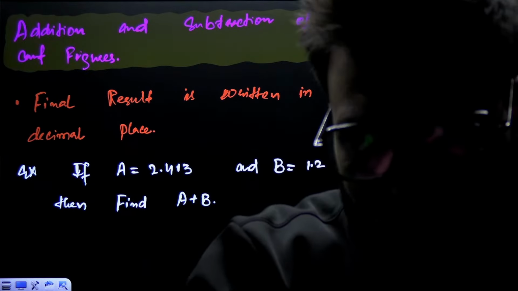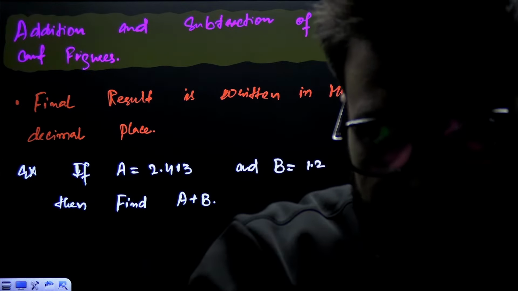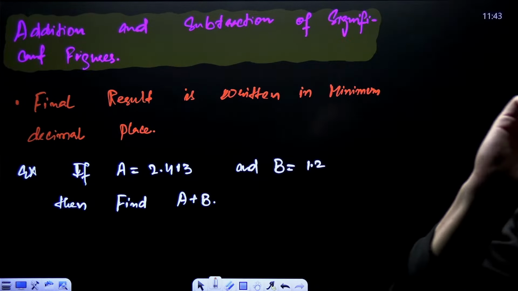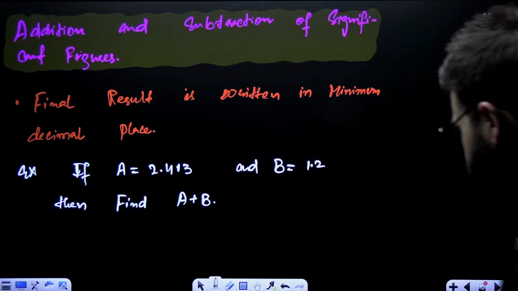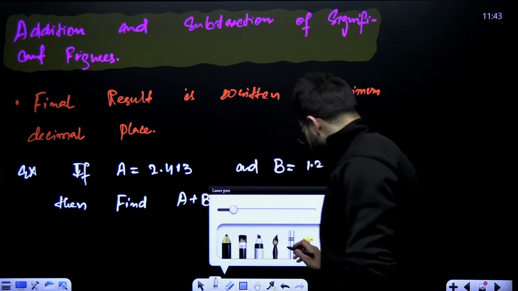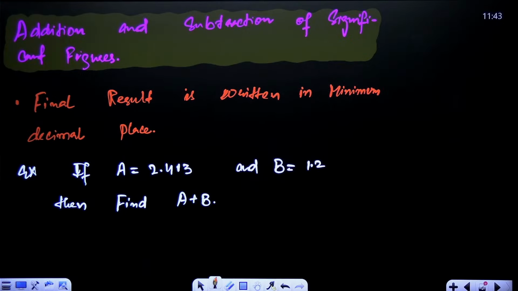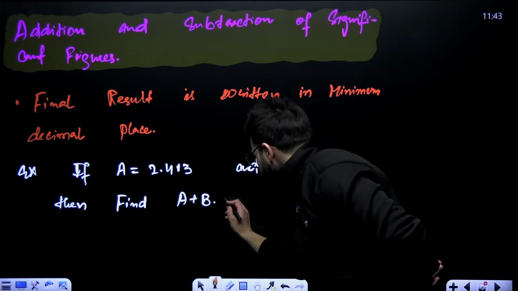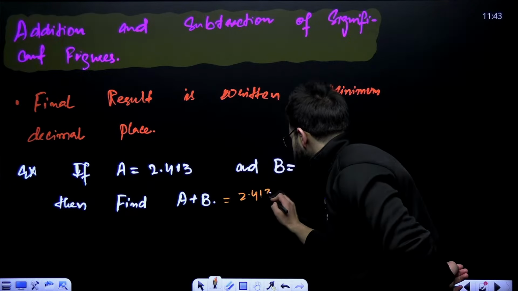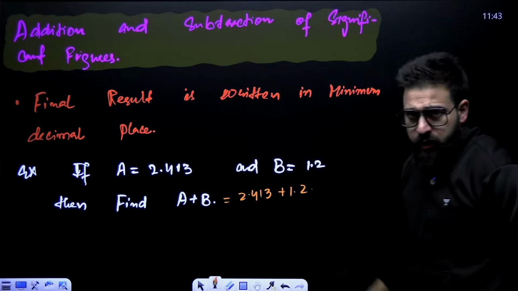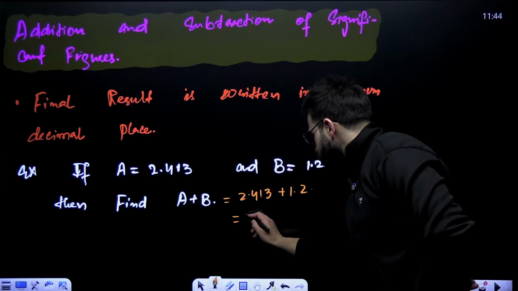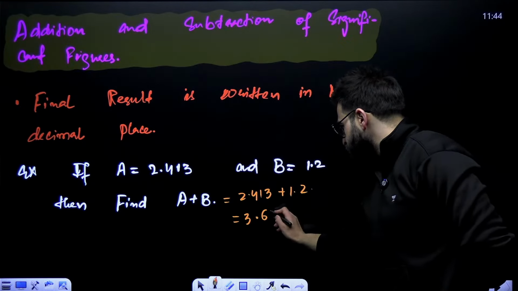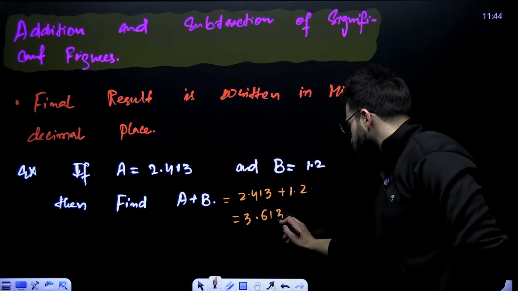Let's suppose you have a question that is present on the screen, and you are supposed to find the value of a plus b. What will you say over here? 25.413 plus 1.2. So a plus b will be 25.413 plus 1.2. 5 plus 1 is 6. So it will be 26 point. Then 4 plus 2 is 6, and 1, and 3 over here. 26.613.